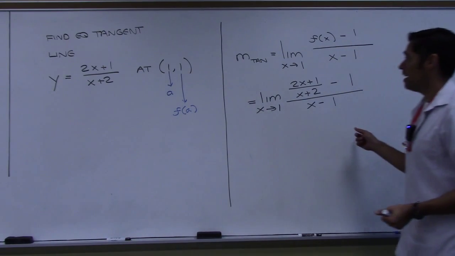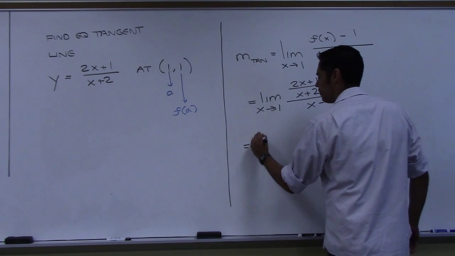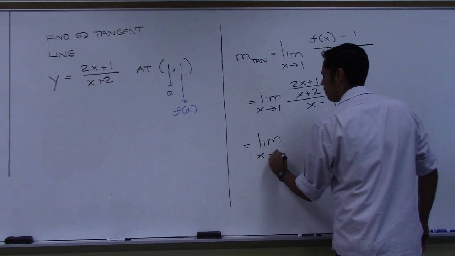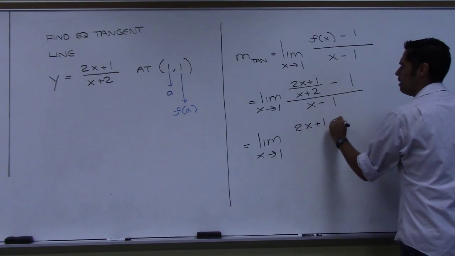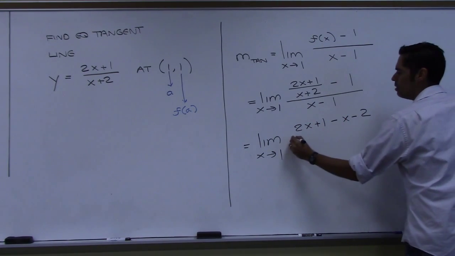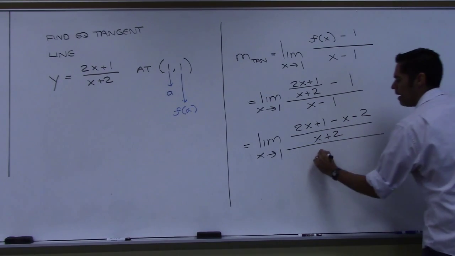All right, so what was the answer? See what the most common answer was. 1/3? Anyone else 1/3? A couple of 1/3s? Okay, so you have to get a common denominator here on the top. So when you put these two together, you get 2x plus 1 minus x minus 2 over x plus 2 all over x minus 1.